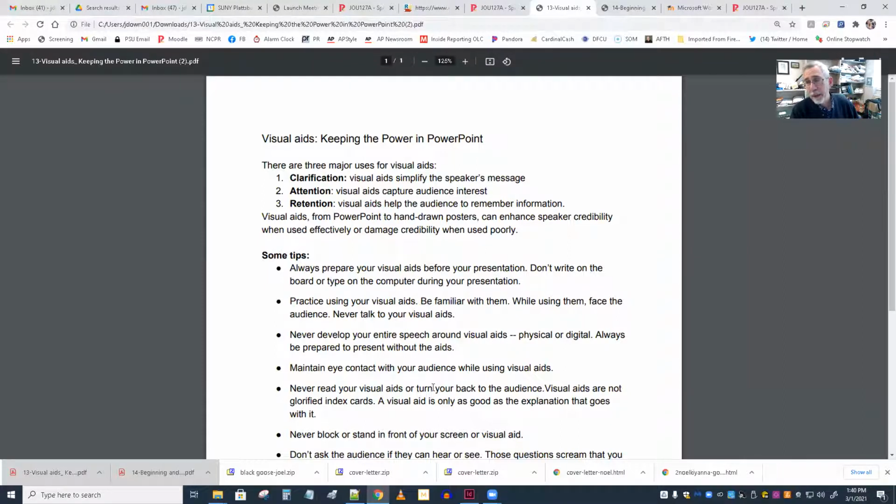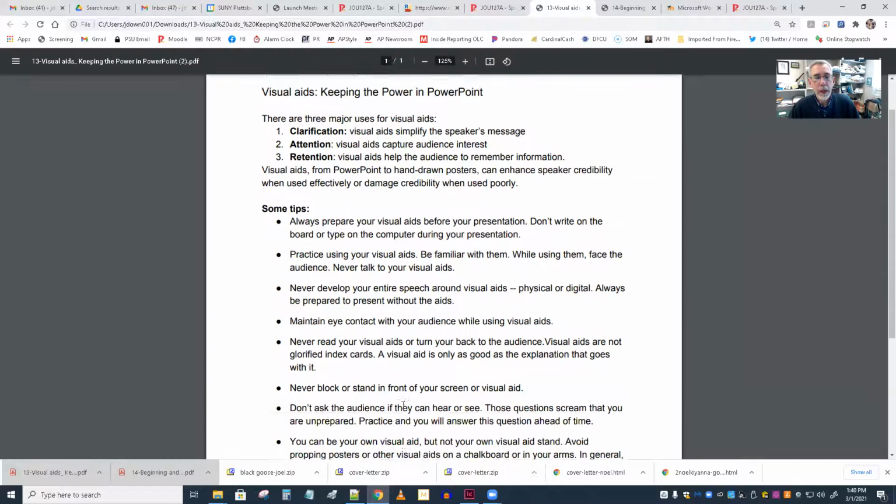Practice with them ahead of time. You can't expect, they're like anything else. It's adding a level of complication to your presentation. So you have to practice with them, and you never talk to them, and never turn your back on the audience also. In order to look at them, maintain eye contact while you're doing it.